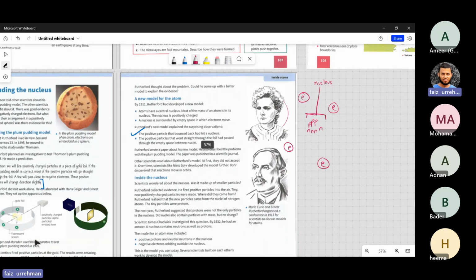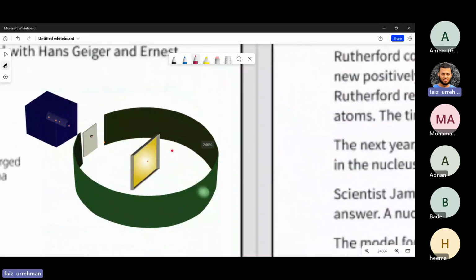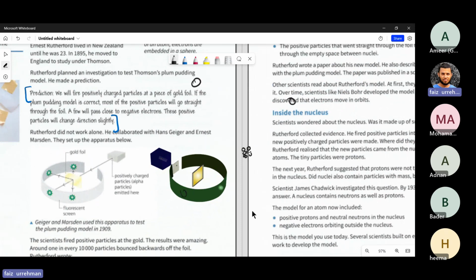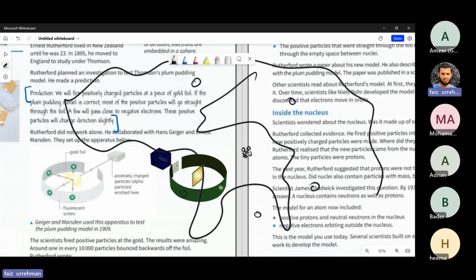Now, when there is an obstruction in your path, when you have someone standing in between you, how can the positive particles go straight through it even though there is no hole in the gold foil? How can this go? Why? Because in an atom, you have a lot of empty space. You have the nucleus here, and you have electrons here. But this space is empty. There is nothing here.